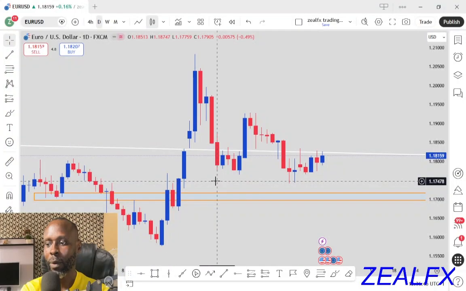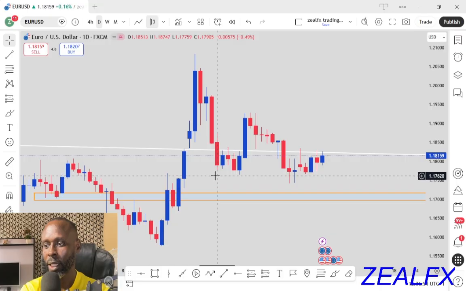In this Forex Weekly Analysis, we'll be looking at the EURUSD, GBPUSD, USDJPY, the DXY and Gold. So we'll be breaking down the key levels and mapping out potential setups for this week. So let's go straight to the chart. We'll be starting our analysis with the EURUSD.